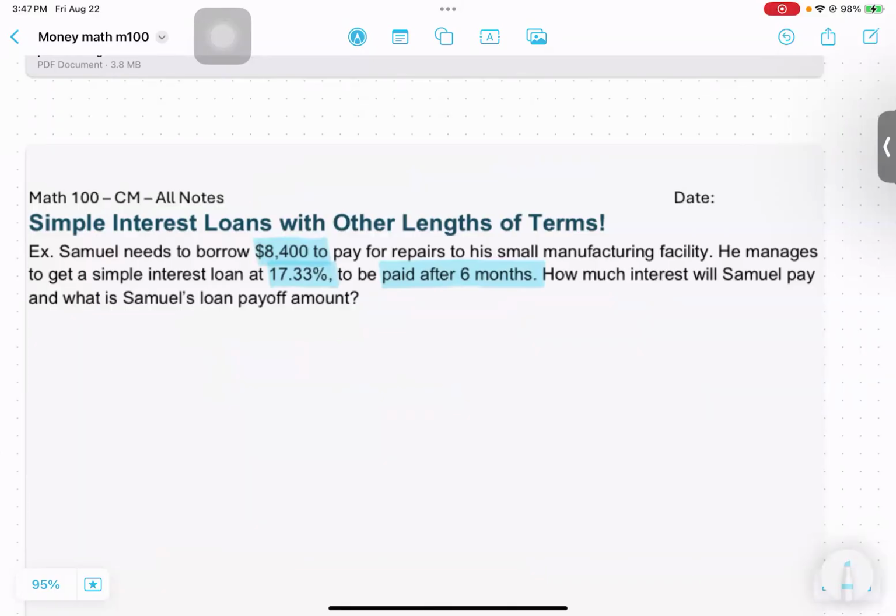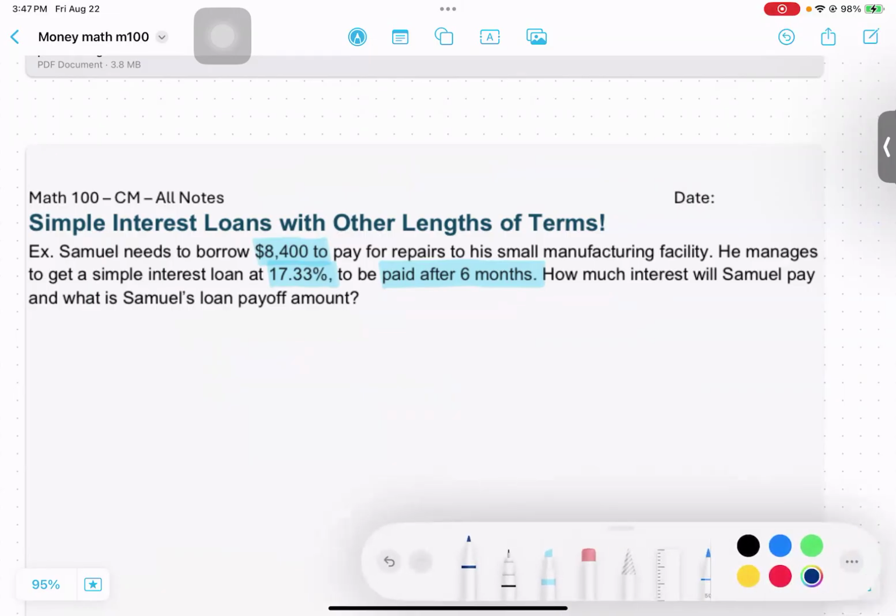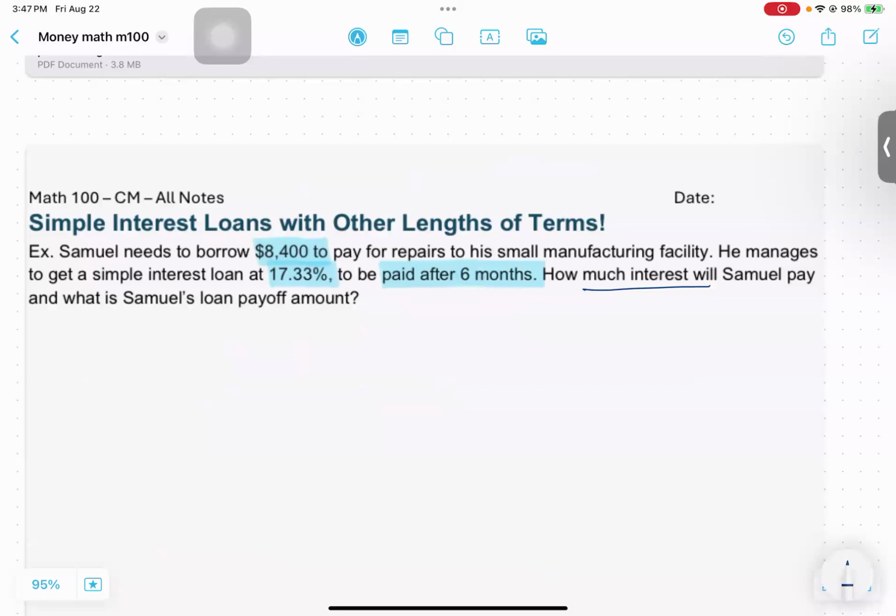How much interest will Samuel pay? And what will the loan payoff amount be? How much interest, and loan payoff amount. Okay, so again, a two-part question. Let's do a quick little note up at the top here.